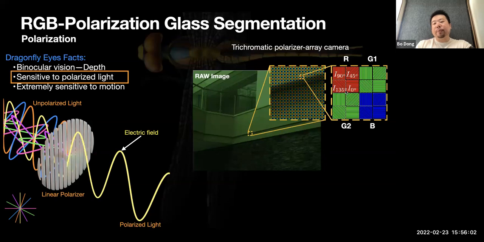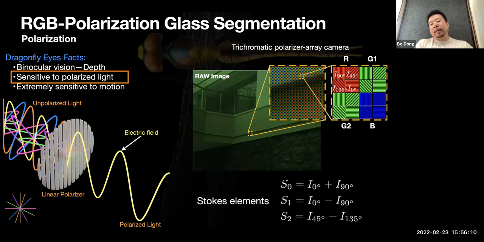So how can we leverage these four specific angles to help us achieve glass segmentation? Actually, there's one concept called Stokes elements, which can be calculated based on these four polarization images. Here, I'll only list three of them. In total, there are four Stokes elements. S3 is more related to circular polarization. That's why I didn't list it here, because we only have linear polarization. So S0 basically describes the total radiance we observed, S1 describes the radiance at angle 0, and S2 describes the radiance at angle 45 degrees.